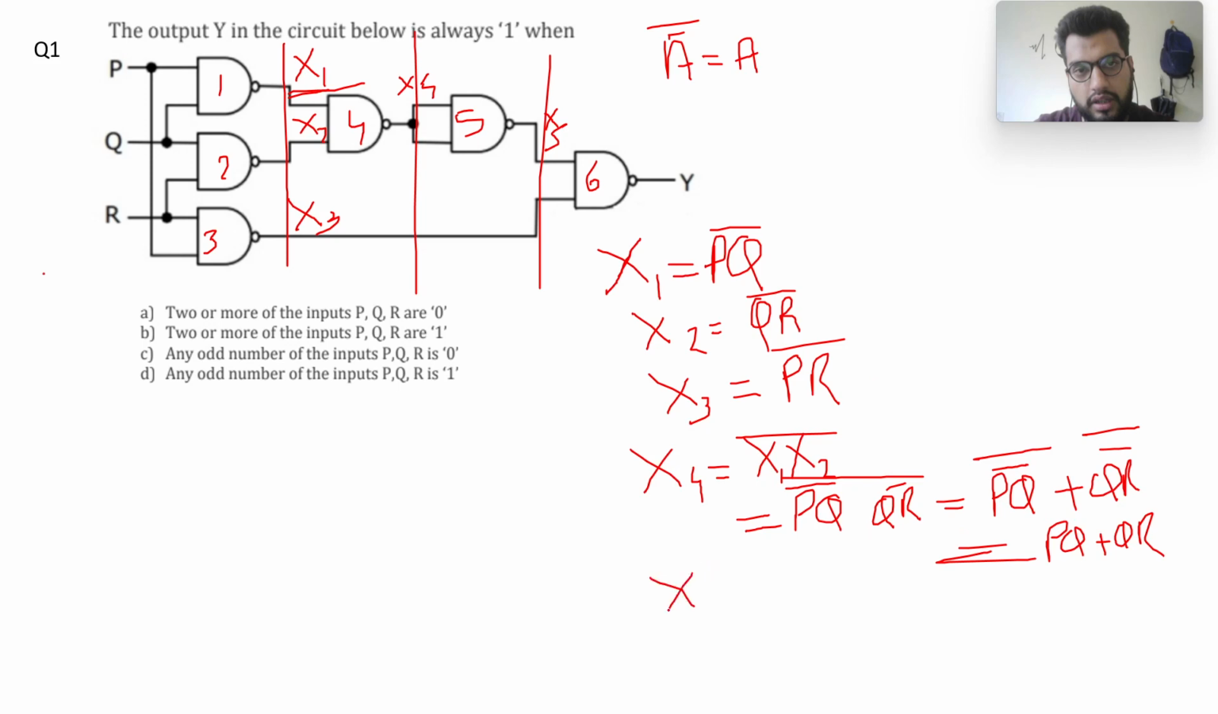And now I have X5. So what is this? This is simply a NOT gate using a NAND gate. So X5 will be equal to X4 complement, that is (PQ plus QR) complement, right?